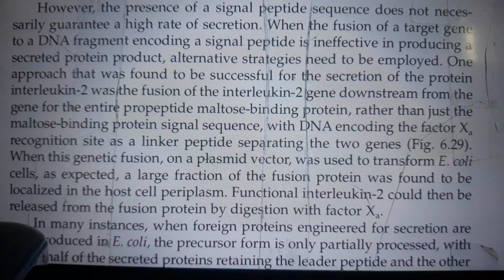alters binding protein signal sequence with DNA encoding factor X. Factor X2. And now recognition site as a linker peptide separating the two genes. When the genetic fusion on a plasmid vector was used to transform E. coli cells, as expected, a large fraction of the fusion protein was found to be localized in the host cell periplasm. Functional interleukin 2 could then be released from the fusion protein by digestion with factor X.